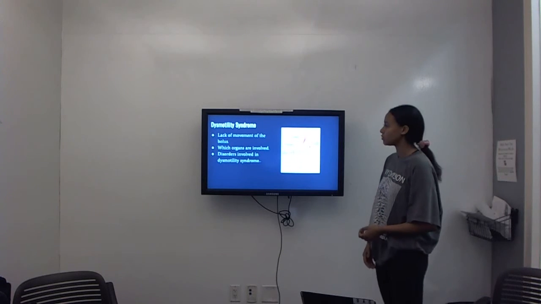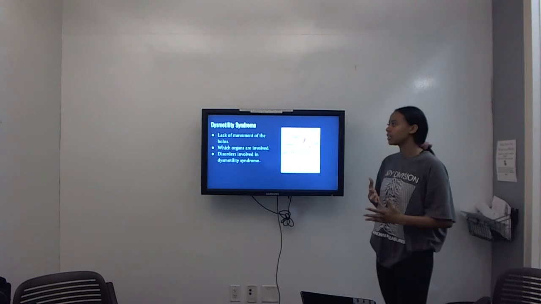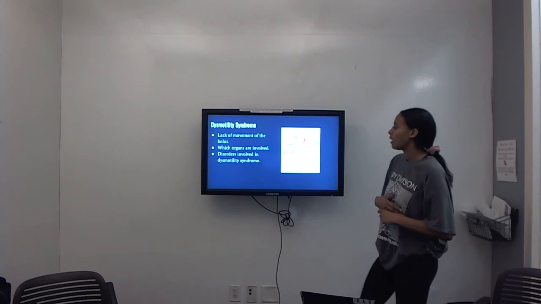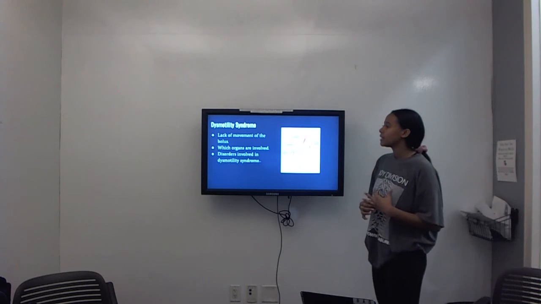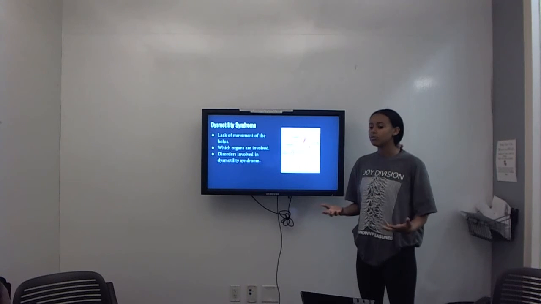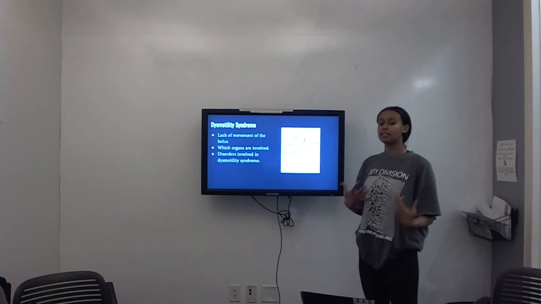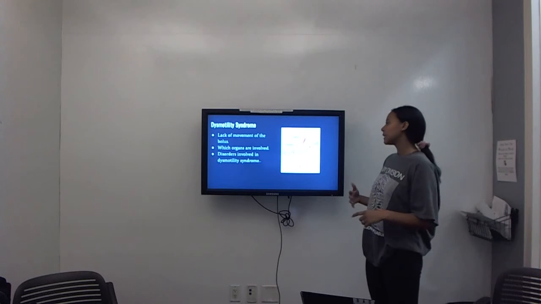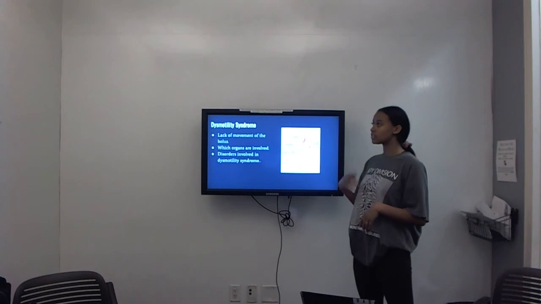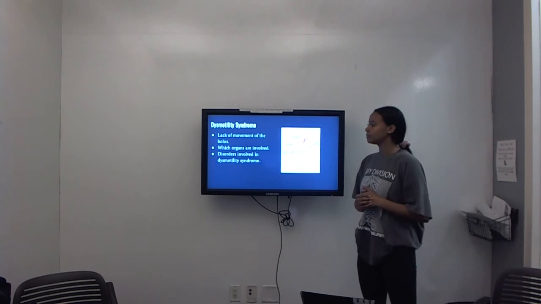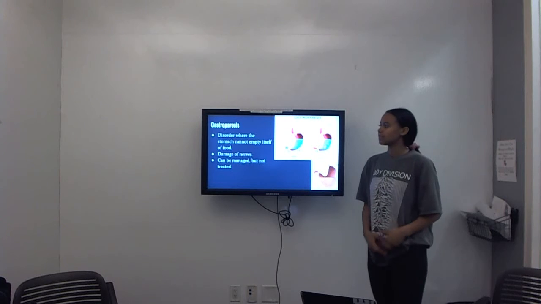Okay, motility syndrome. So now I'm going to talk about how peristalsis, if it's not functioning correctly, can cause different types of disorders. Motility syndrome is the lack of movement of that bolus. It can happen in all the organs that I listed before: the esophagus, the stomach, the small intestine, the large intestine. It can happen in any of those. You can have different disorders in any. The disorder that I'm going to be talking about today involved with dysmotility syndrome is gastroparesis.